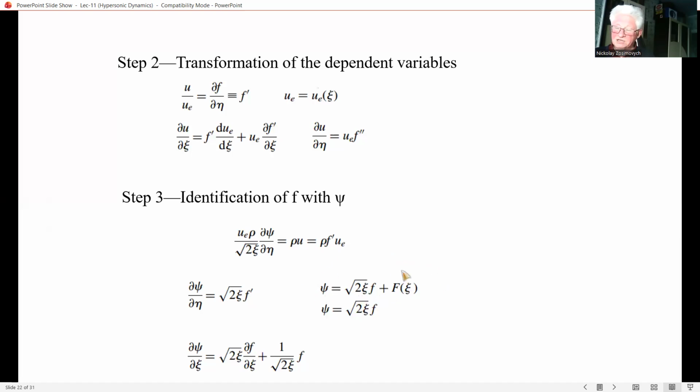Here, function f is an arbitrary function of zeta. However, recall from the general properties of the stream function that with no mass injection at the wall, the value of psi at the wall must be equal to 0, right? That is, psi at zeta, 0 must be equal to 0.